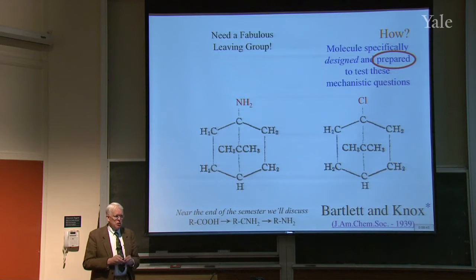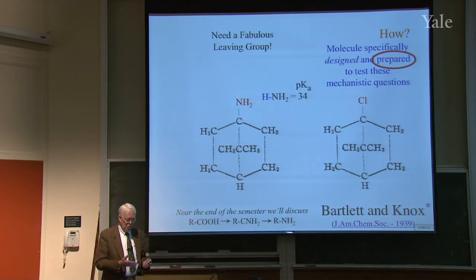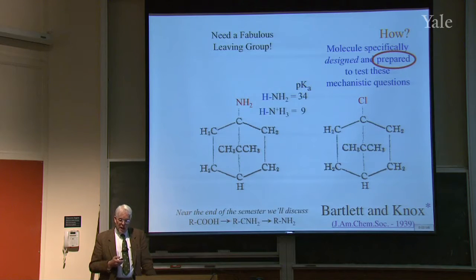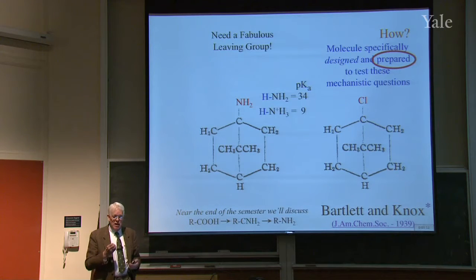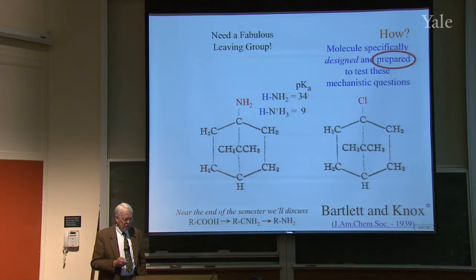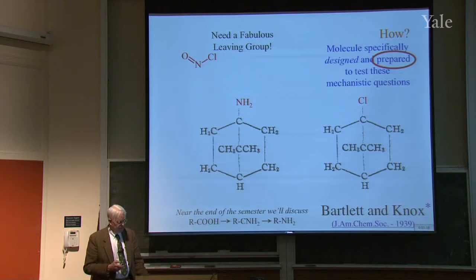So what they did was treat the amine, and notice that the amine itself is not a leaving group. The pKa is 34, so the higher the pKa, the worse it is as a leaving group, as we just saw. If you protonated it, it would make it a much better leaving group, because protonated NH3, the ammonium ion, has a pKa that's 25 powers of 10 better. But still, that's not nearly good enough to make a bridgehead cation, or to do substitution at the bridgehead.